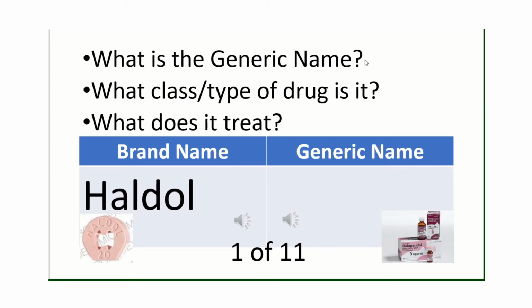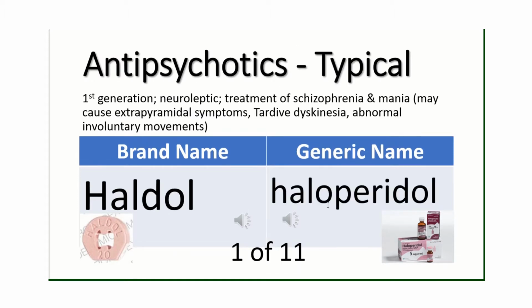What is the generic name for Haldol? What class of drug is Haldol? What does Haldol treat? The generic name for Haldol is haloperidol. It is a typical antipsychotic and treats schizophrenia and mania.